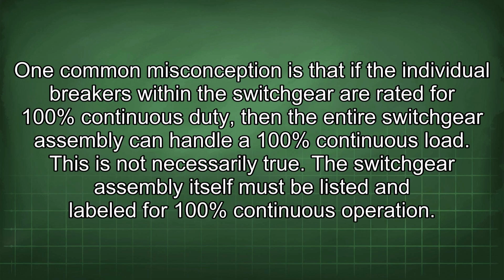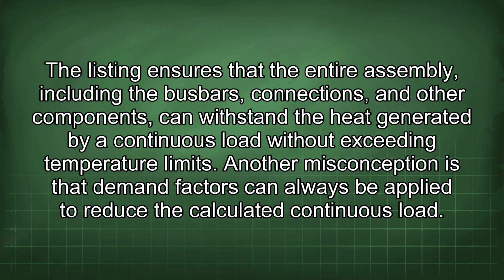One common misconception is that if the individual breakers within the switchgear are rated for 100% continuous duty, then the entire switchgear assembly can handle a 100% continuous load. This is not necessarily true. The switchgear assembly itself must be listed and labeled for 100% continuous operation. The listing ensures that the entire assembly, including the busbars, connections, and other components, can withstand the heat generated by a continuous load without exceeding temperature limits.